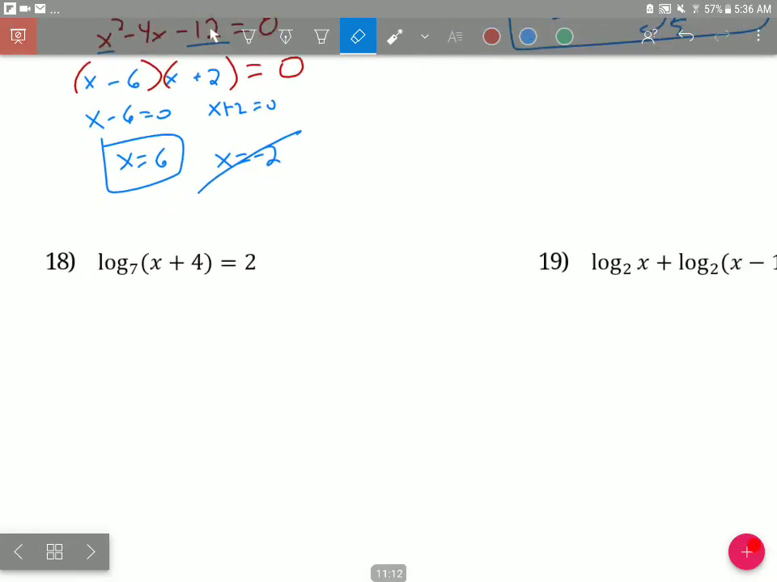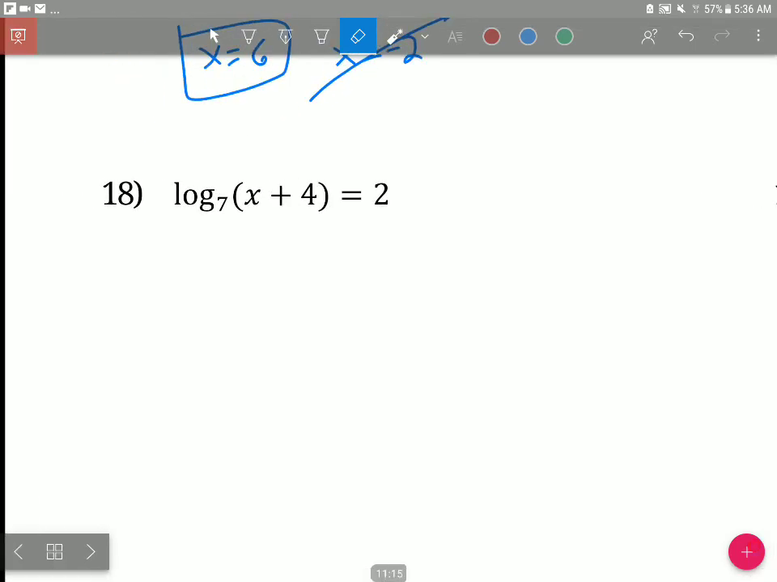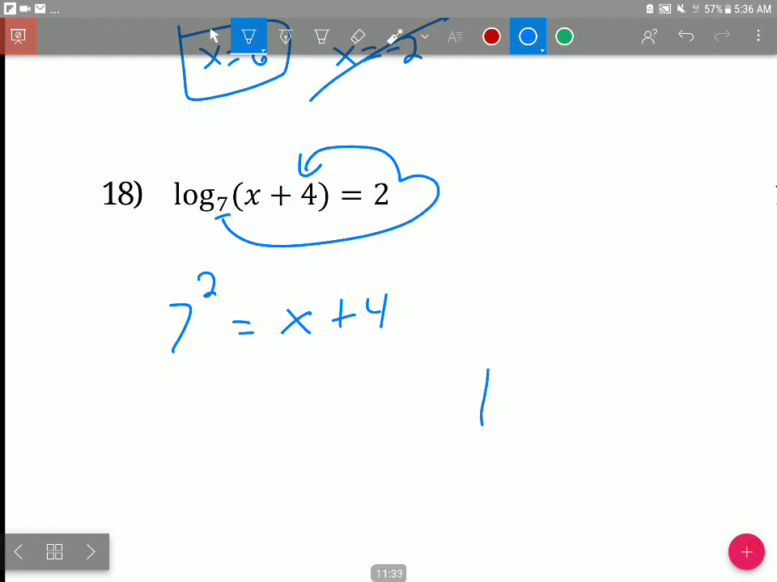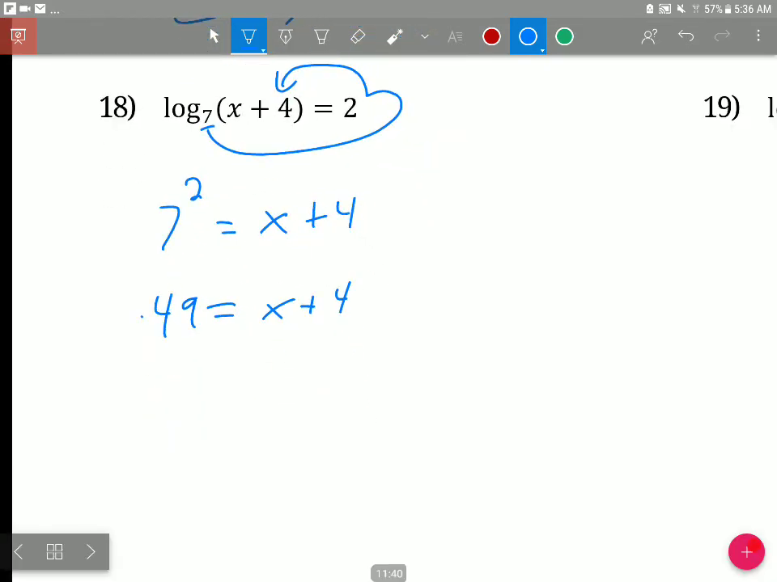Alright, 18, same idea, except we have a log. So we need to go from a log to an exponential. Remember, base, go across the equal sign, come back. Popcorn it out. Base, go across the equal sign, and come back. So that's 7 to the second equals x plus 4. So that's 49 equals x plus 4. Subtract the 4, that's 45 equals x. Done.